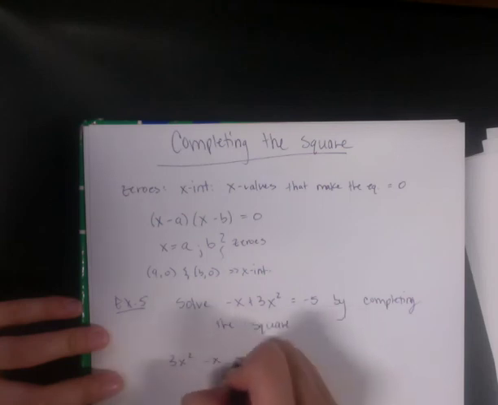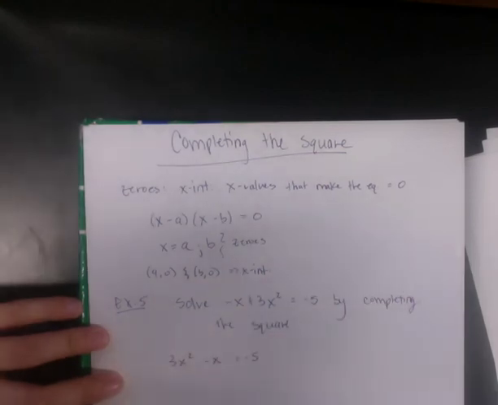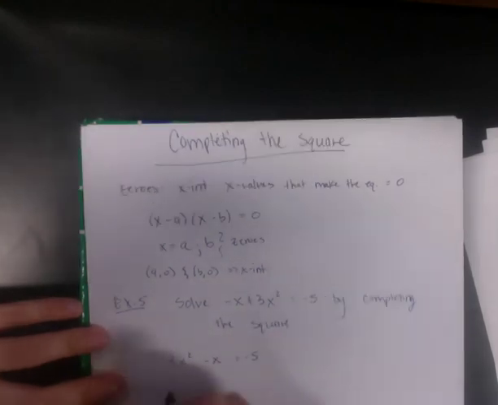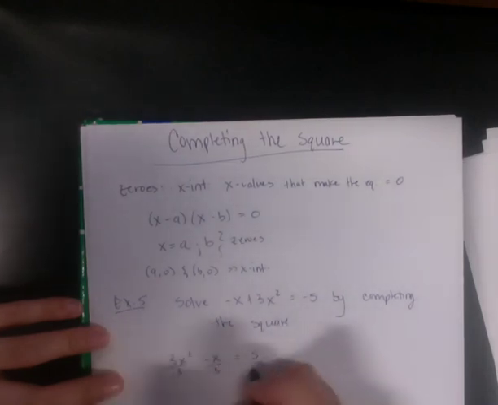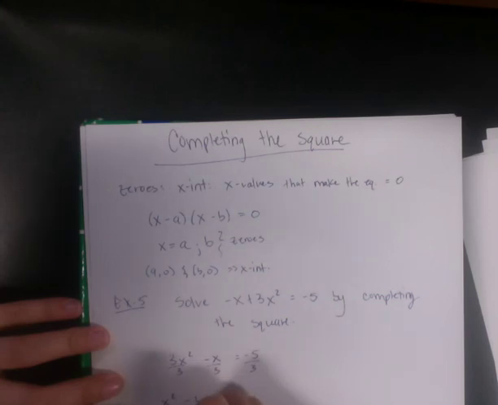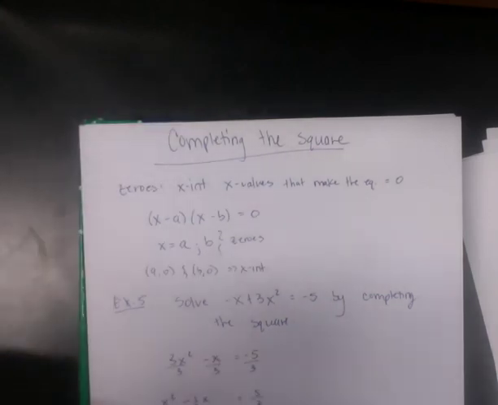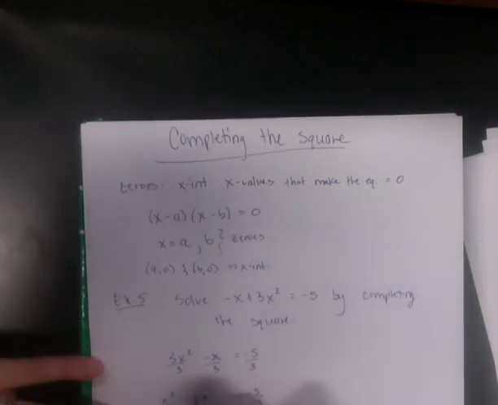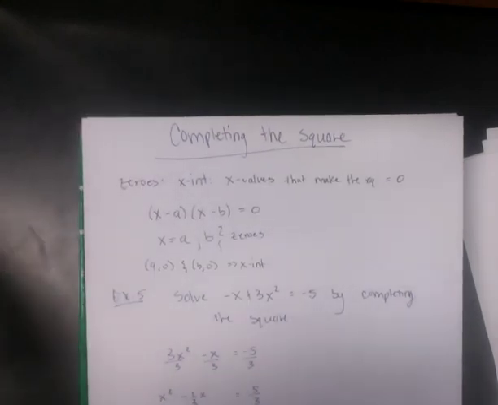3x squared minus x equals negative 5. And I want to have a leading coefficient of 1. So I'm going to divide everything by 3. Makes my life easy. So x squared minus 1 over 3x equals minus 5 over 3. Now I draw my boxes. b over 2, b over 2 squared. This goes in parentheses. That's what we plus or minus.